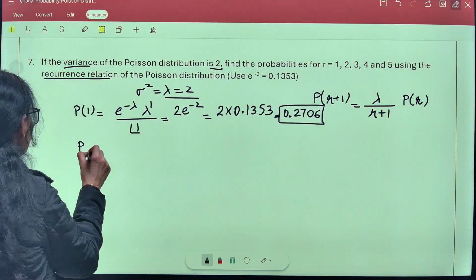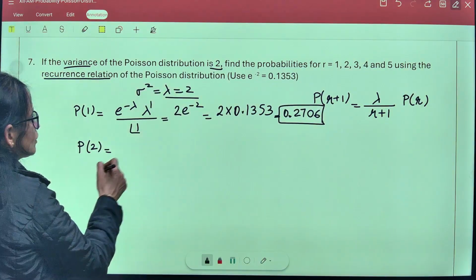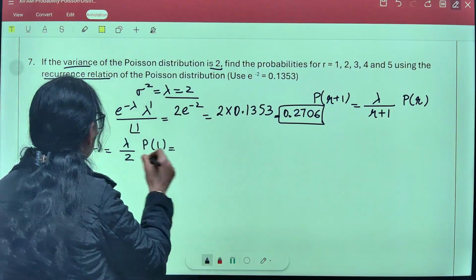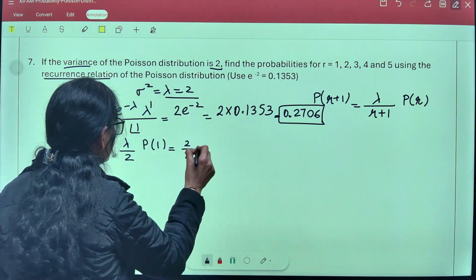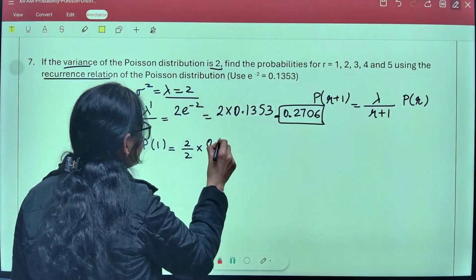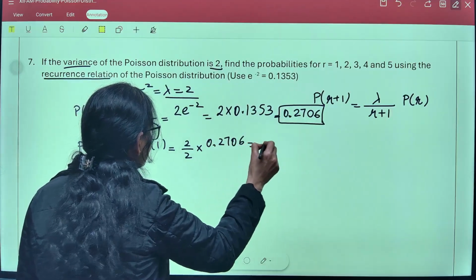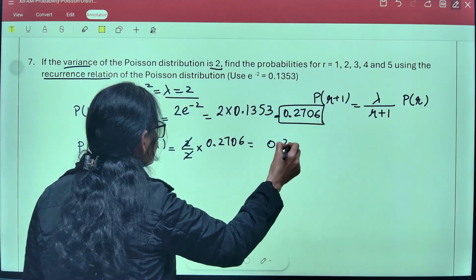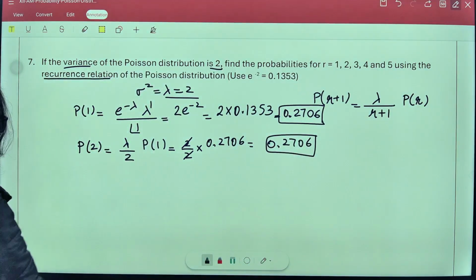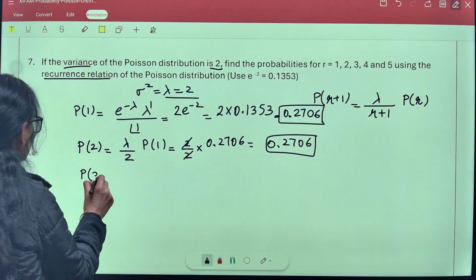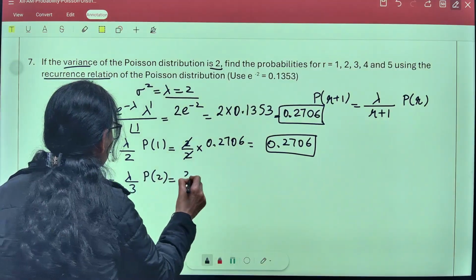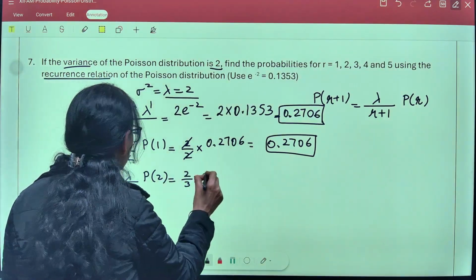Let's find the value of P2 using the recurrence relation. It is going to be lambda upon 2 into P1. What is lambda? 2. So 2 by 2 into the value of P1, which is 0.2706. So that comes out to be 0.2706 only, same value here. Right? Next, let's find the value of P3. So P3 is lambda by 3 into P2. So this is 2/3 of the probability of 2.